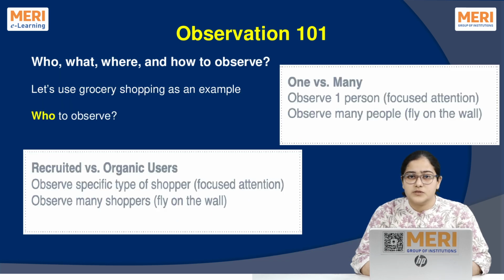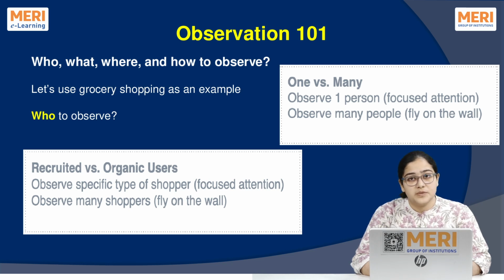One of the first questions in observational research is who should be observed. In UX research, participants should represent the target users of the product or service being studied. For example, if we are designing a grocery shopping application, we might observe people who regularly shop for groceries.